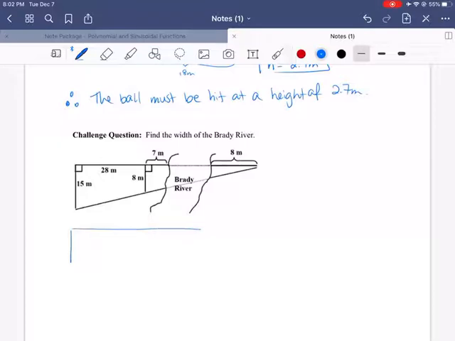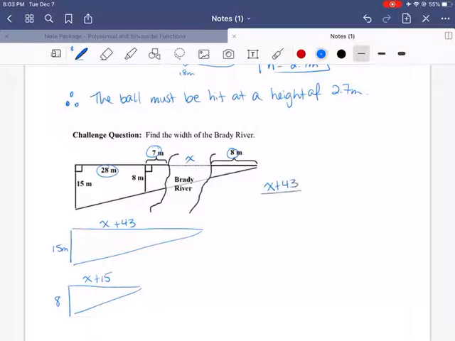So the bigger one. Now 28, 7, and 8, that amounts to 43. So we can call this length x plus 43, and this is going to be 15 meters. And then the smaller triangle, that's 8, and then this is going to be x plus 15. So we can set the unknowns. So x plus 43 over x plus 15 equal to 15 over 8.